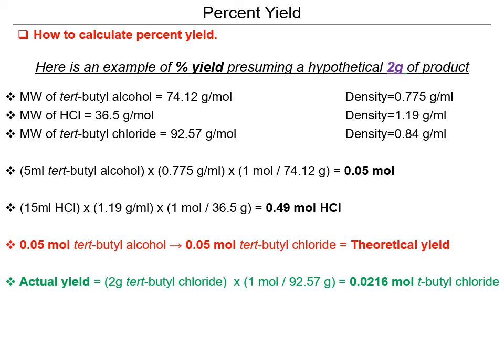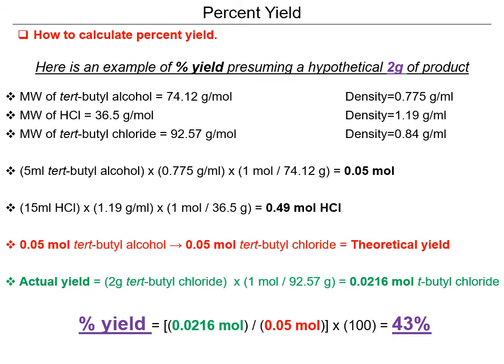Compared to the amount of hydrochloric acid used in moles, the alcohol is clearly the limiting reagent in this reaction. Assuming that a 100% conversion of starting material to product occurs, our theoretical yield must then be 0.05 moles. But, alas, with only 2 grams of product collected, we multiply 2 grams with the inverse of the molar mass of tert butyl chloride to find the moles of product, which is 0.0216 moles. The final step of this calculation, then, involves finding the ratio of moles of product divided by the theoretical yield of 0.05 moles times 100. This gives us our percent yield of 43%.